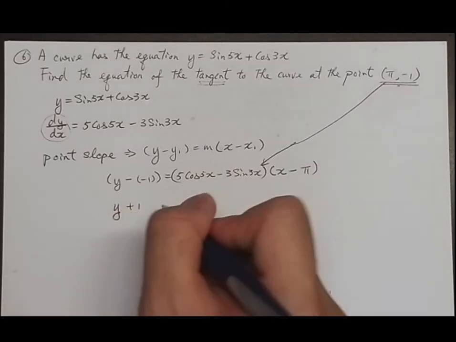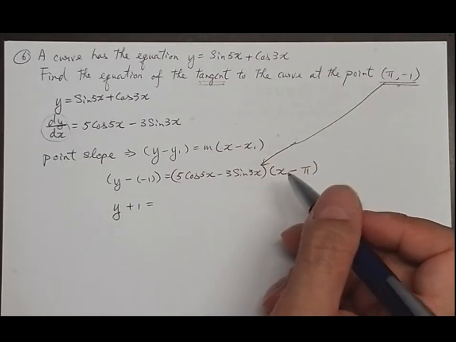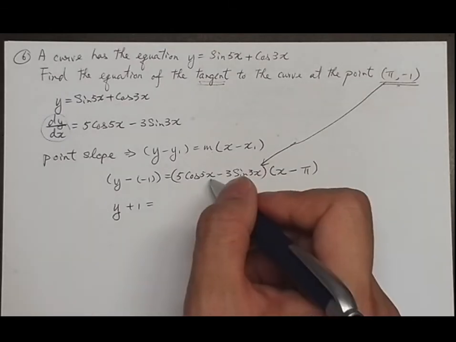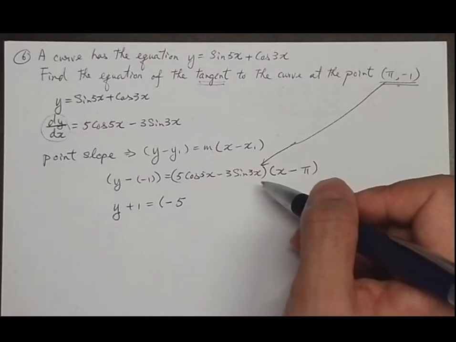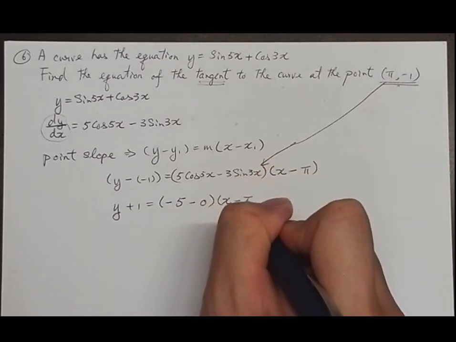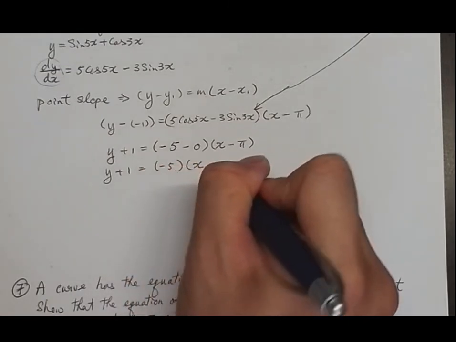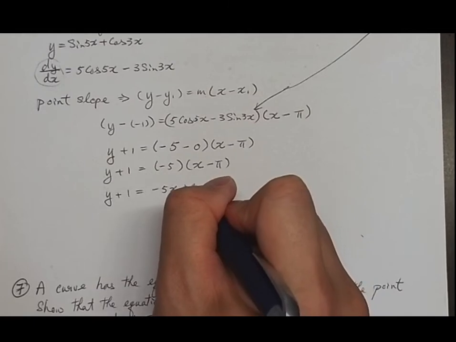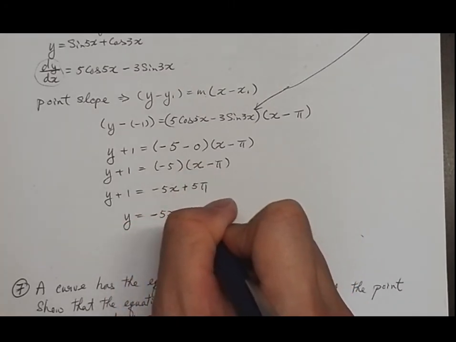We get y plus 1 equals cosine 5x. This x is pi, so cosine 5x is cosine 5 pi. And we know that cosine pi is equal to minus 1. So counting 1 pi, 2 pi, 3, 4, and 5 pi is equal to minus 1. So this one is minus 5. We know that sine 0, sine pi, sine 2 pi, sine 3 pi is equal to 0, so this one is minus 0. And x minus pi. So we get y plus 1 equals minus 5 multiplied by (x minus pi). And y plus 1 is equal to minus 5x plus 5 pi. And actually, y is equal to minus 5x plus 5 pi minus 1.